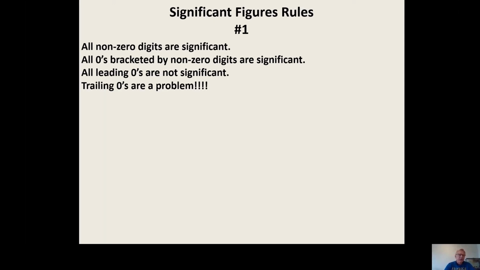So rule number one, I think there's 5. Rule number 1, all non-zero digits are significant. All zeros that are bracketed, and bracketed means you have non-zero digits to the left and to the right. All zeros bracketed by non-zero digits are significant. All leading zeros are not significant, so zeros to the left of the number, okay? All trailing zeros are always a problem. I'm not saying it's significant or not, but they're a problem.